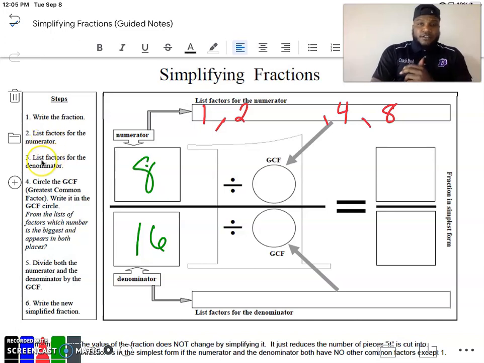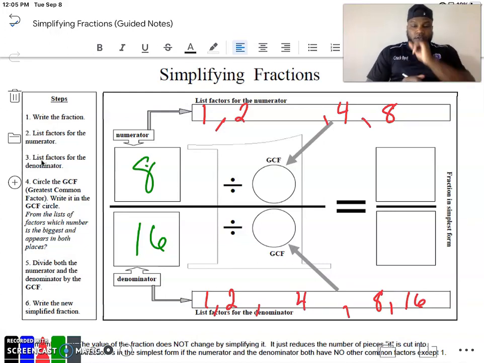Our third step over here says list the factors for the denominator. My denominator is 16. So 1 times 16 gives me 16. Again, 1 times any number will give you itself. So 1 will always be a factor. 2 times 8 gives me 16, all right? And then 4 times 4 gives me 16, but you only got to put it one time.